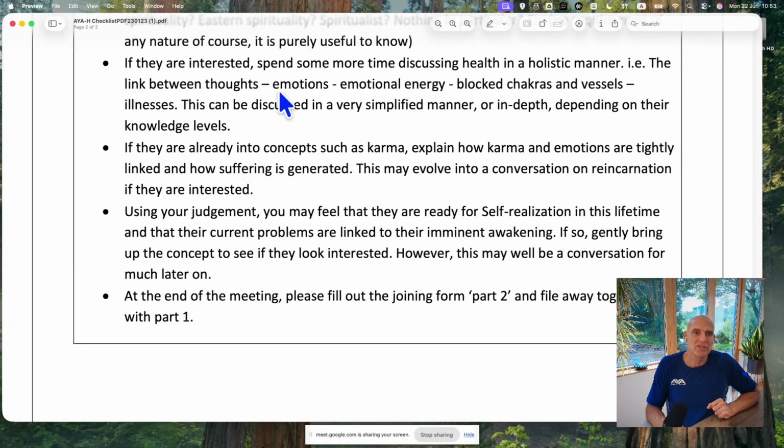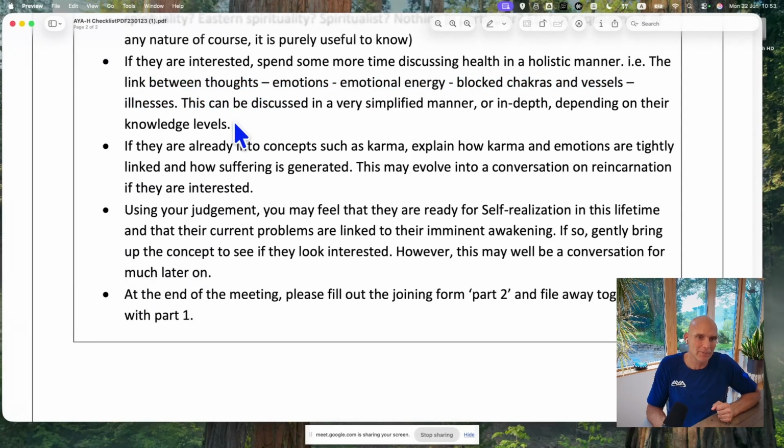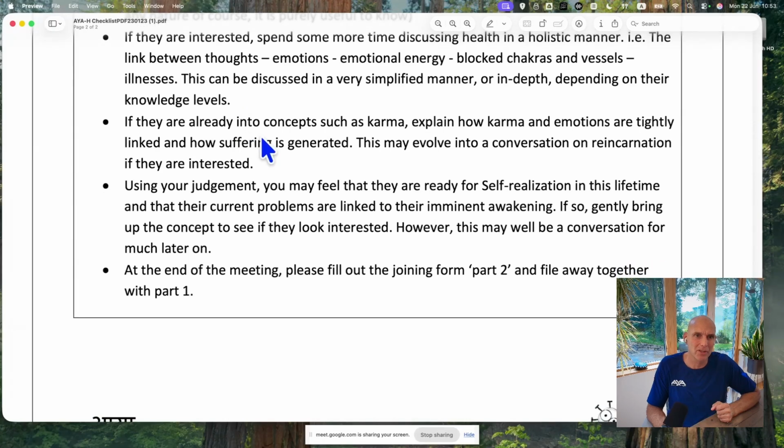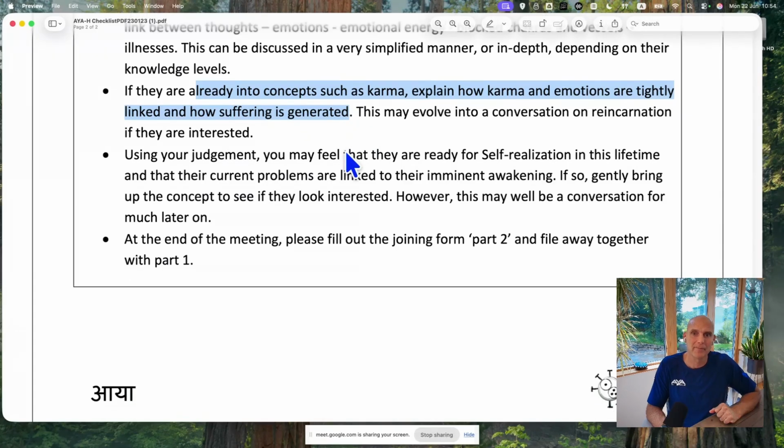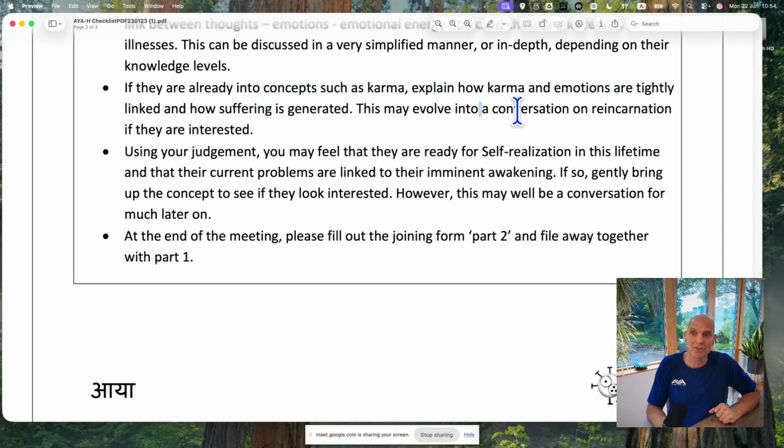Now, if they're interested, you can talk about self-healing, things like the link between thoughts and emotions and emotional energy and blocked chakras and vessels. But only if you feel that it's the right thing to do. You can also discuss the concepts of karma and karma emotions and how suffering is generated, if you feel that they are into that stuff already. That might even evolve into a conversation on reincarnation, if they're interested.